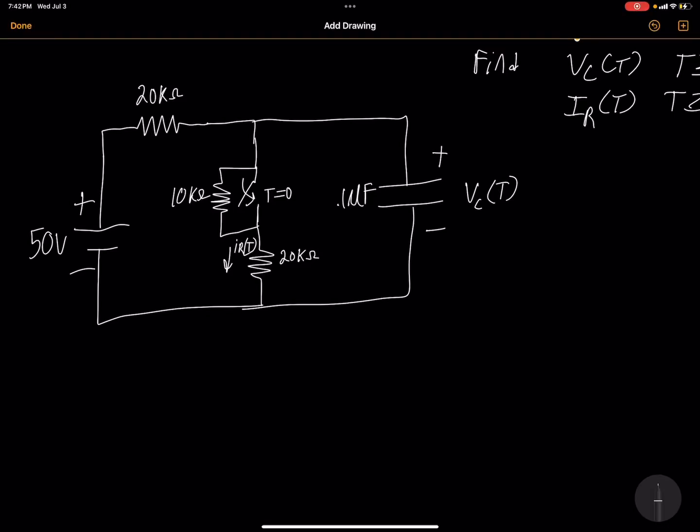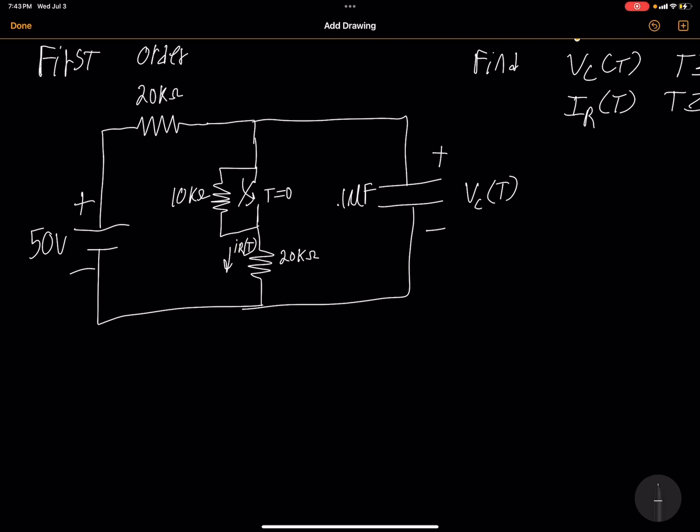All right, here's a practice question for a first order circuit. What do we got going on here? Well, we have a capacitor and a voltage source and a couple resistors. Got that middle switch flipping.